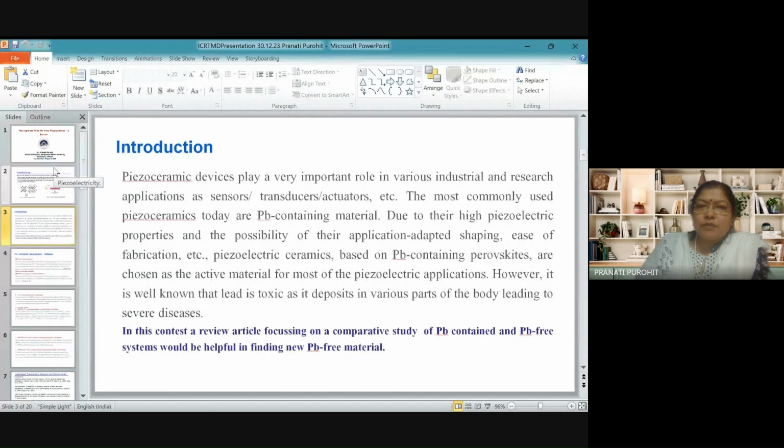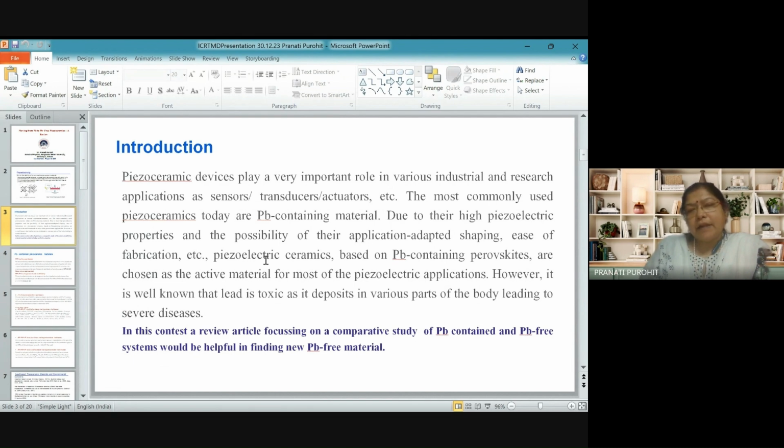So let's move to the introduction of why to move from lead to lead-free. Piezoceramic devices play an important role in various industrial and research applications as sensors, transducers, actuators, etc. The most commonly used piezoceramics today are lead-containing materials, and due to their high piezoelectric properties, adaptable shaping, and ease of fabrication, these piezoelectric ceramics based on lead-containing perovskites are chosen as the active material for most piezoelectric applications.